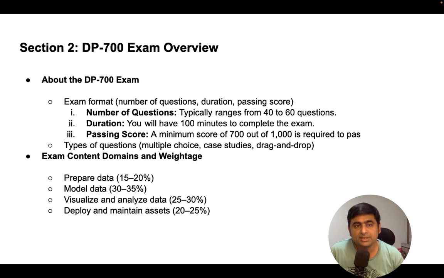Now let's quickly see in this section about the exam overview. And remember, you can also get it on Microsoft Learning website, but this is just to summarize what kind of question you can expect, and the passing marks is around 70%, which is 700 marks.